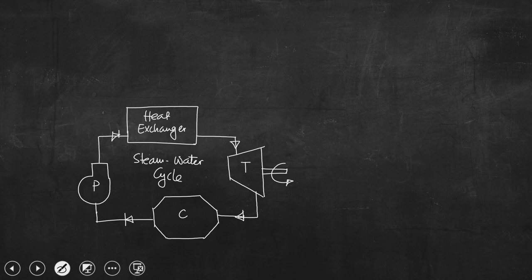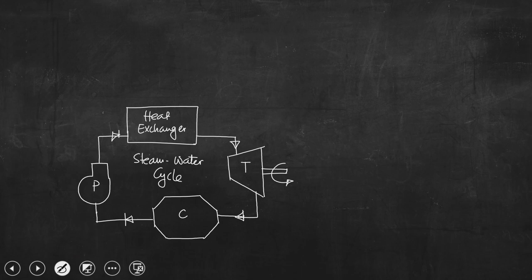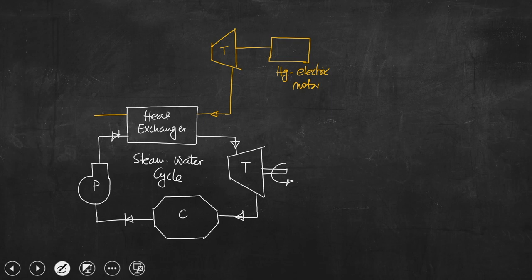So, this is the low temperature part of the cycle, because we are using water as the working substance as per our previous discussion. And similarly, the high temperature part of the cycle. This is the turbine, and this is connected to an electric motor. The mercury turbine is connected to the motor, so we are giving the name mercury electric motor.